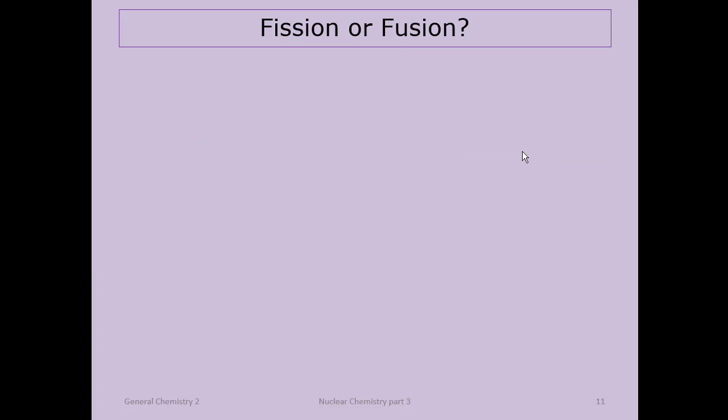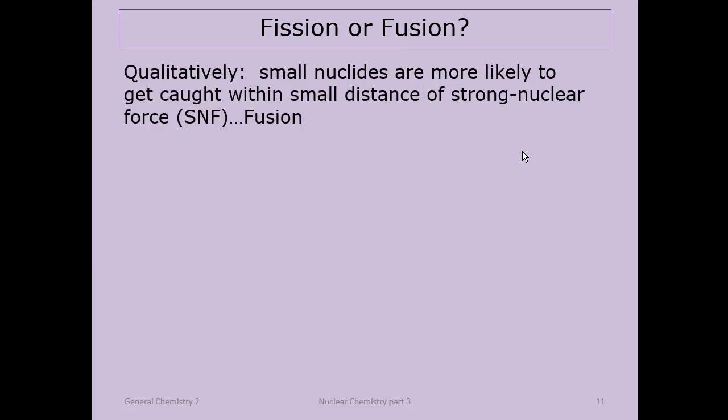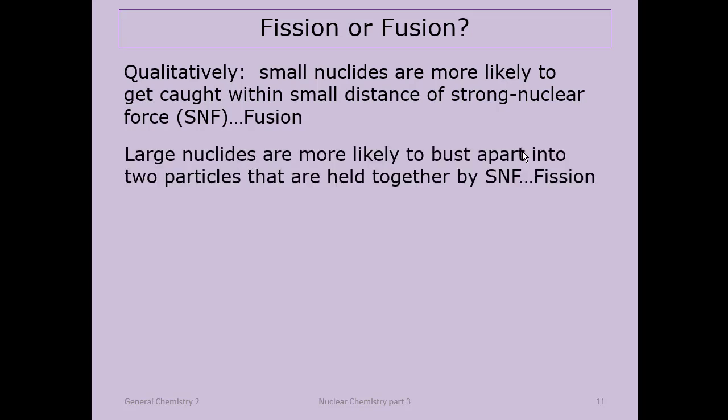Does it undergo fission or does it undergo fusion? In a qualitative sense, the way to think about what would make sense is that in order for the final product nuclide to hold together, all the parts of the nucleus have to be held within the strong nuclear force, which is a very short distance acting force. We would assume that very small nuclides, if they combined, you could capture the parts within the small distance. That's the model of fusion, where two small things combine to make a larger atom.